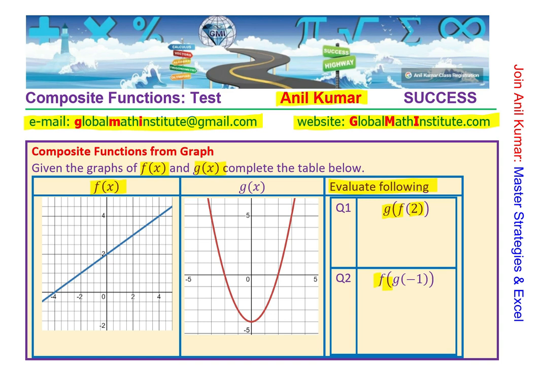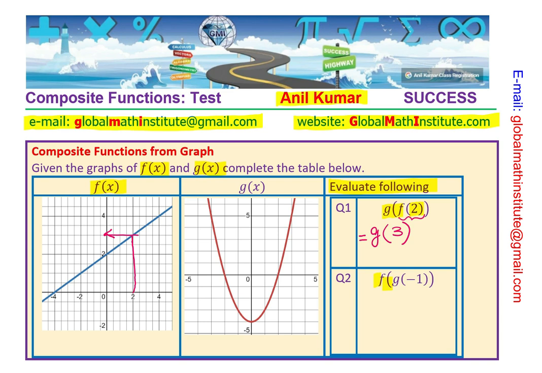Let's begin with question number 1, where we need to find g of f of 2. So, what is f of 2? This is what we need to figure out. F is a straight line. So, if x is 2, then you can see that the value of the function is 3. So, f of 2 is 3, and we replace f of 2 with 3. So, we got g of 3 now. So, g of f of 2 is g of 3.